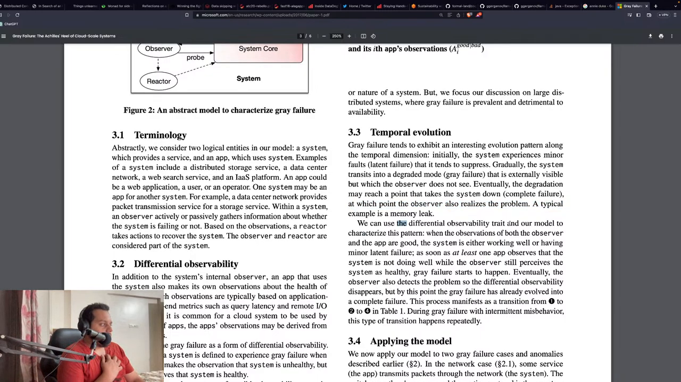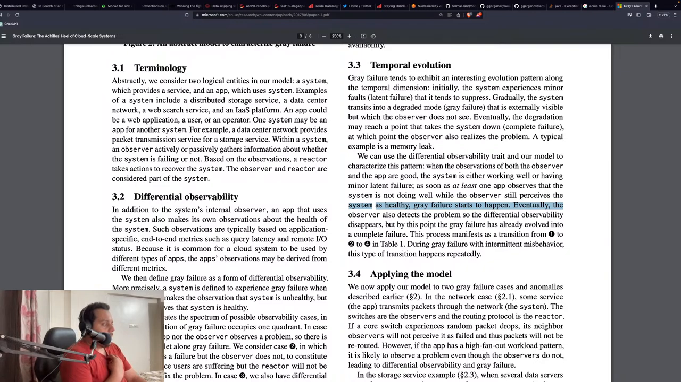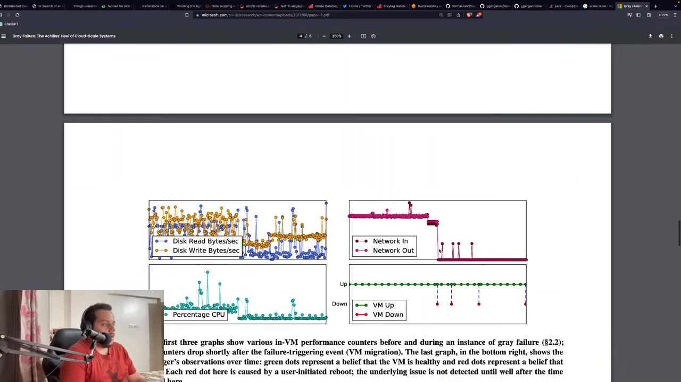We use the differential observability trait to characterize this pattern. When the observations of both the observer and the app are good, the system is either working well or having a minor latent failure. As soon as there is a difference, we can say that gray failure starts to happen. Eventually, the observer detects the problem, and by this point gray failure has evolved into a complete failure. This is something we want to avoid. We want to detect gray failures early so that we can avoid this transition. So let's apply the model now.